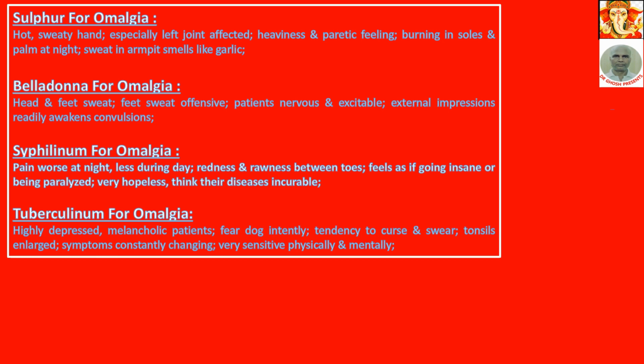Tuberculinum for Omalgia. Highly depressed, melancholic patients. Fear of dogs intensely. Tendency to curse and swear. Tonsils enlarged. Symptoms constantly changing, very sensitive physically and mentally.